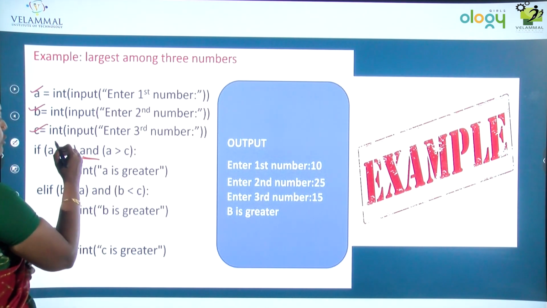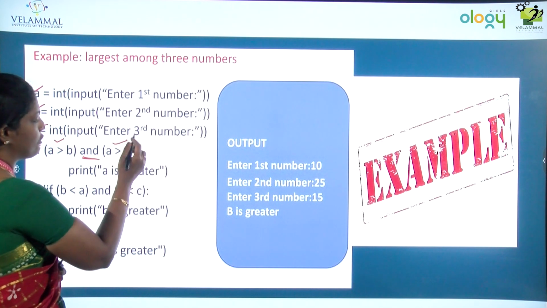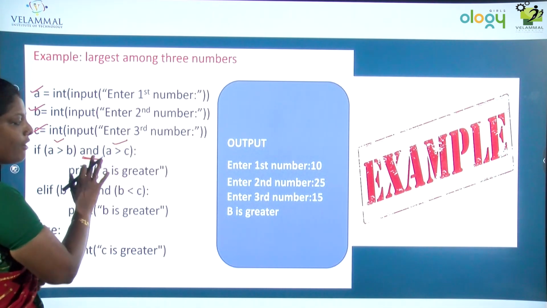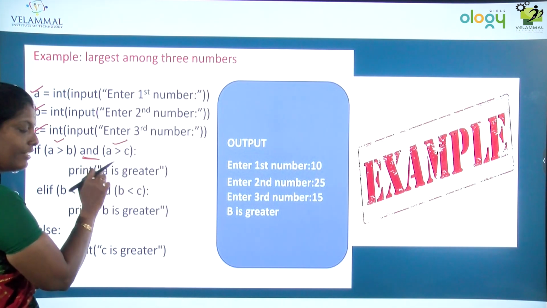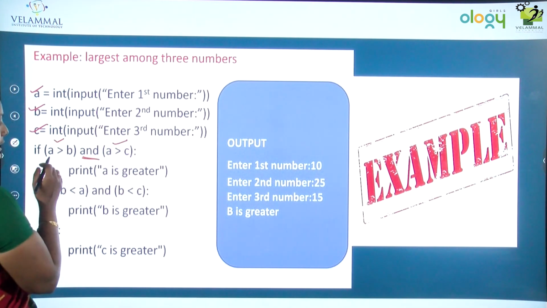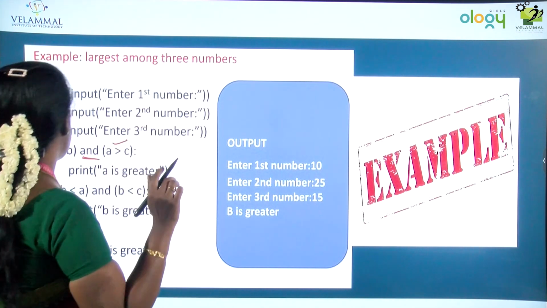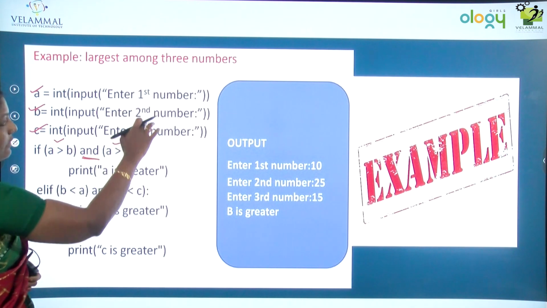If this is going to be true and this is going to be true, then you have to print. If one statement is going to be false, it will not get inside this, it will go to the else part statement. Can you understand this? Am I clear to you? Yes, can you understand? So I'm going to enter 3 values.